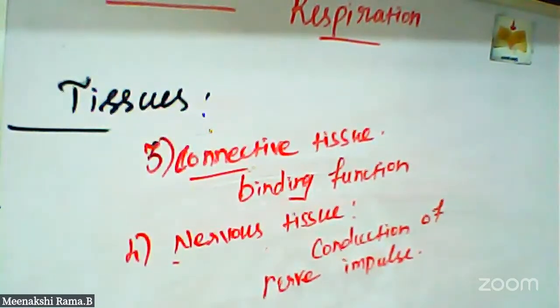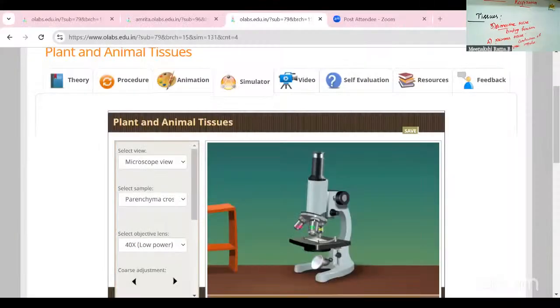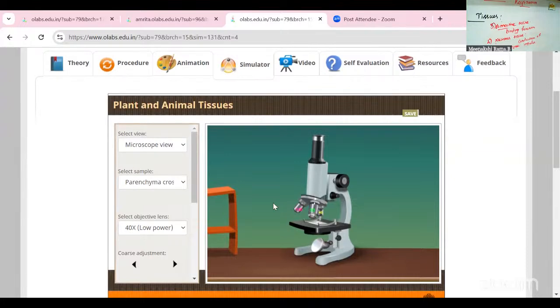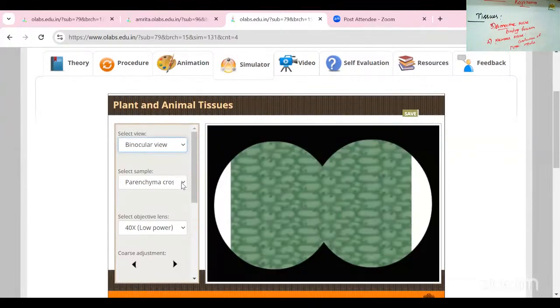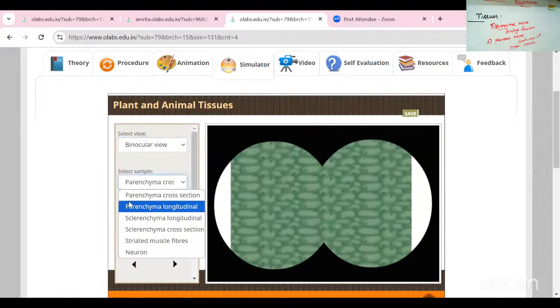With the help of the simulation, we are going to learn about plant and animal tissues. So what are the tissues? Parenchyma, sclerenchyma, cross and longitudinal sections, striated muscles, and neuron. Neuron is the animal cell.